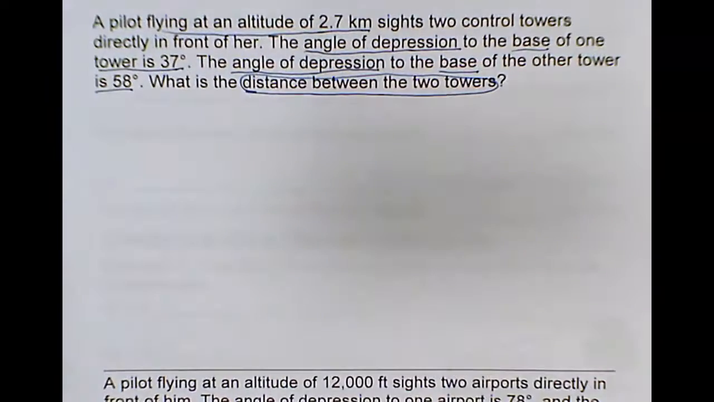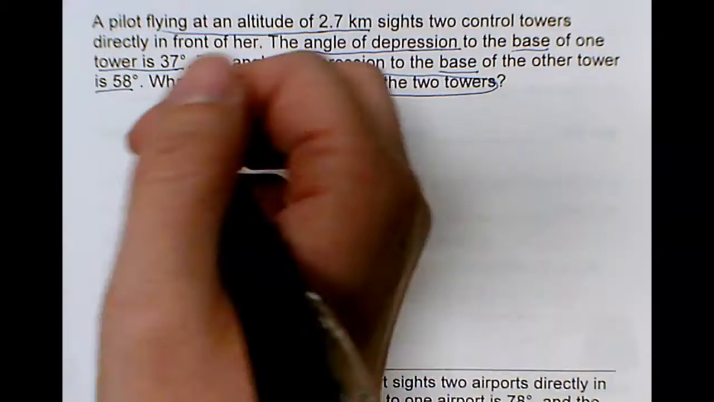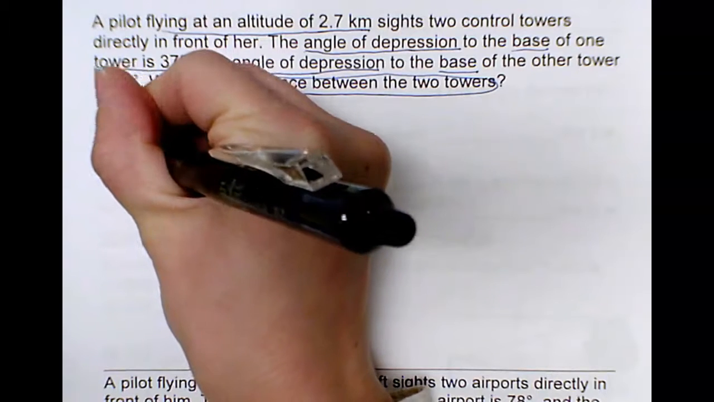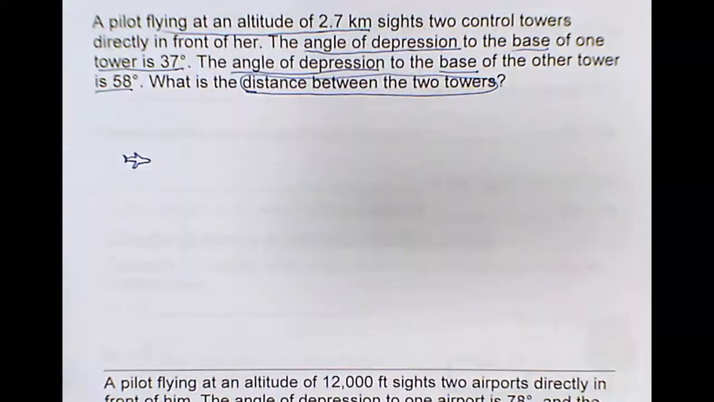The distance between the two towers. So perhaps you can pause your video and try to draw a crude diagram. If you can only get so far, that's all right. Just pause your video and try to draw what you see from the problem. Okay, if you're back with us, the pilot is in an airplane because they're flying. So you should have some kind of airplane. Okay, so there's the airplane.